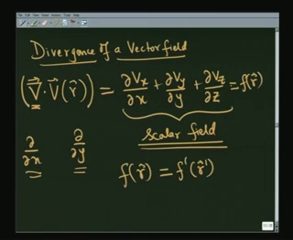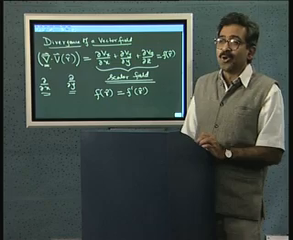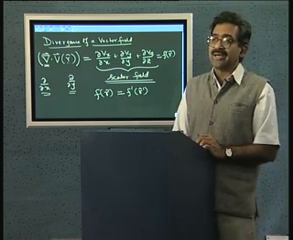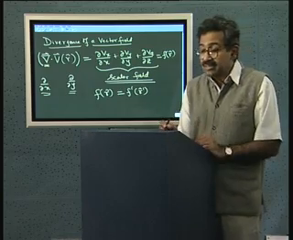This object is what is going to tell us whether there is a sink located at a point, or a source located at a point, or there is neither a sink nor a source located at a particular point.